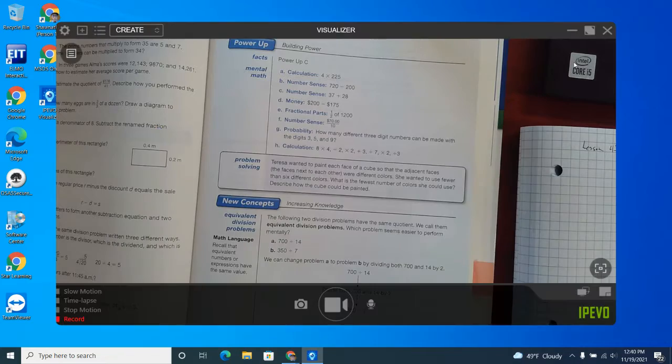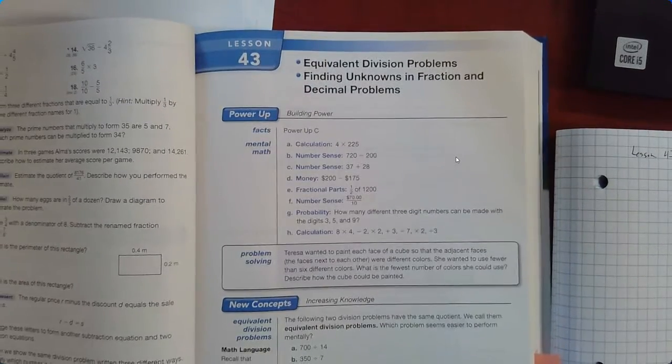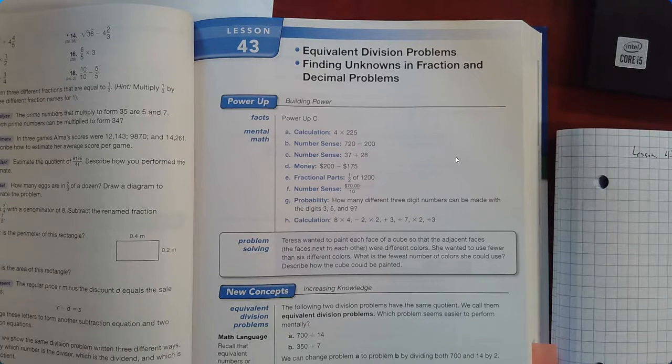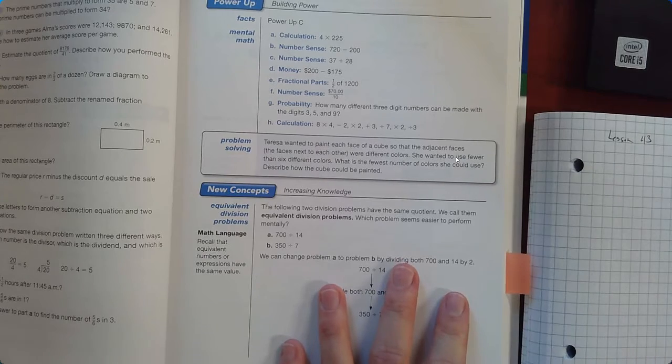Just gonna go ahead and talk to you about the last lesson for the week, lesson 43, equivalent division problems, finding unknowns in fractions and decimal problems. Okay. So equivalent division problems are interesting.